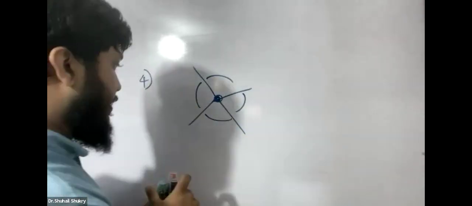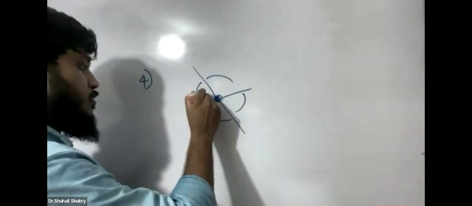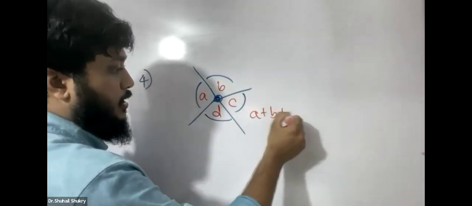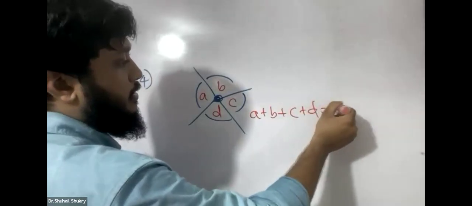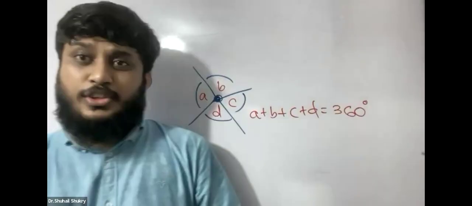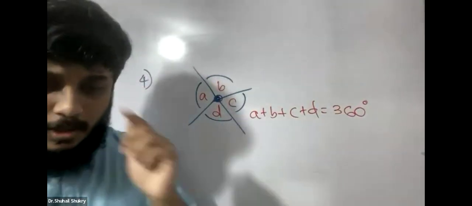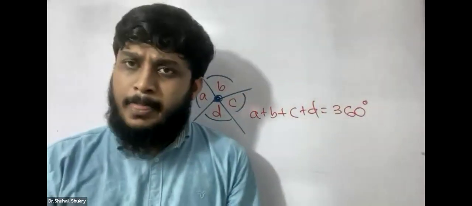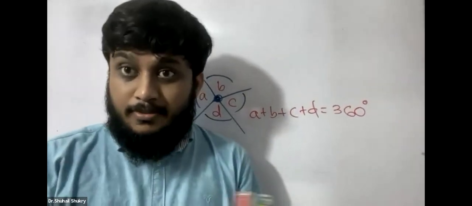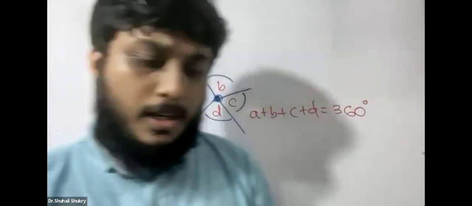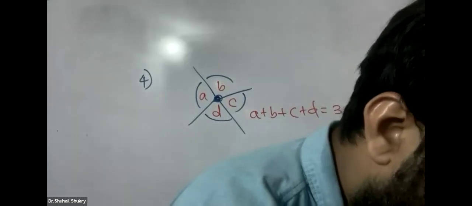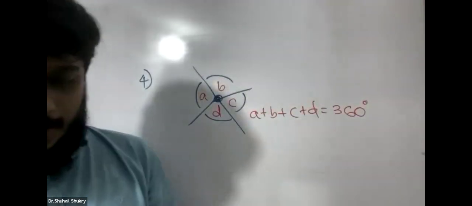Therefore, if you take these sides as A, B, C, D, and you add all these four together, that is equal to 360, right? It's not a very big rule. It's a normal rule, but you should remember: angle at a point is 360 degrees. I hope these things are fine. You can't have any doubts here. These are basic, because we'll do these from scratch so you can understand every single thing.